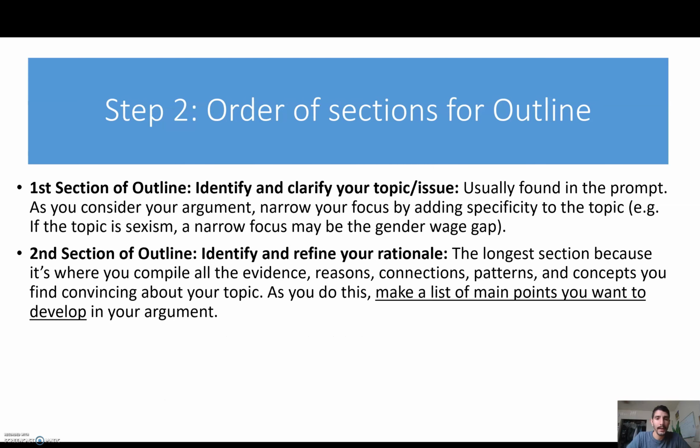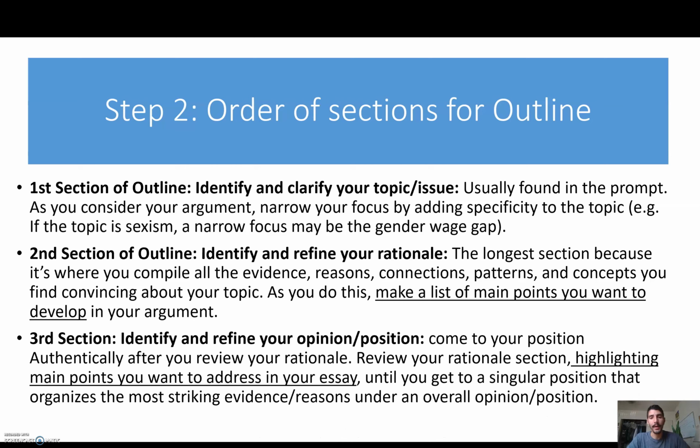The second section is not your opinion, but it's actually your evidence and your reasons. This is probably the longest section of your outline. So you're creating an outline that you're eventually going to condense into a thesis statement. In this section, you're going to take all the notes that you've gathered, all the reasons that really appeal to you, that are influencing how you're feeling on a topic, right? You're going to look for patterns and connections that feel convincing to you in terms of a topic. So this is a very important section of your outline.